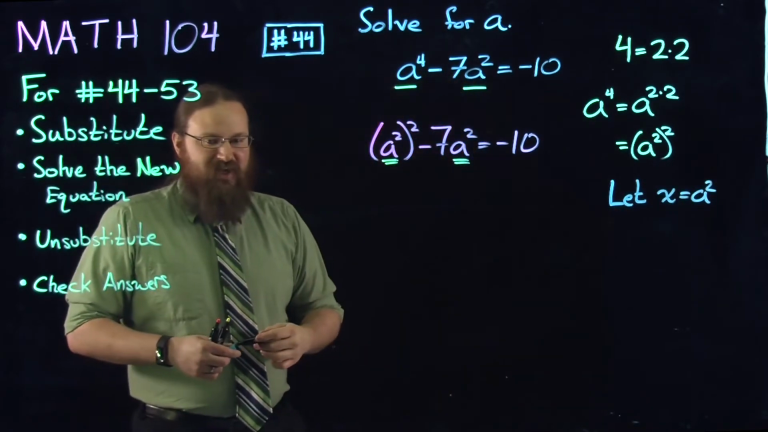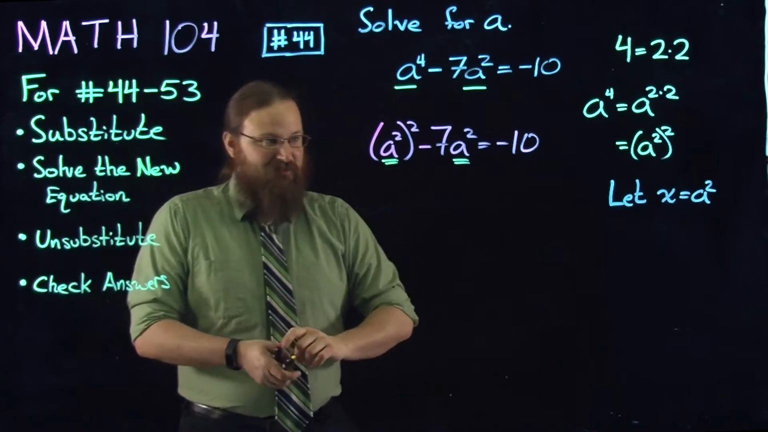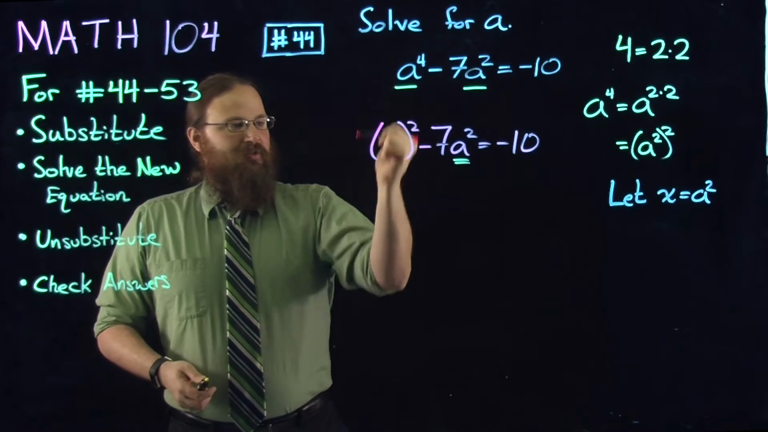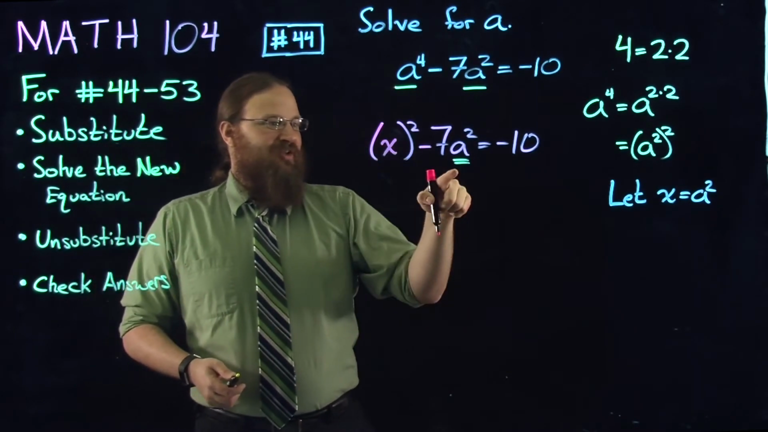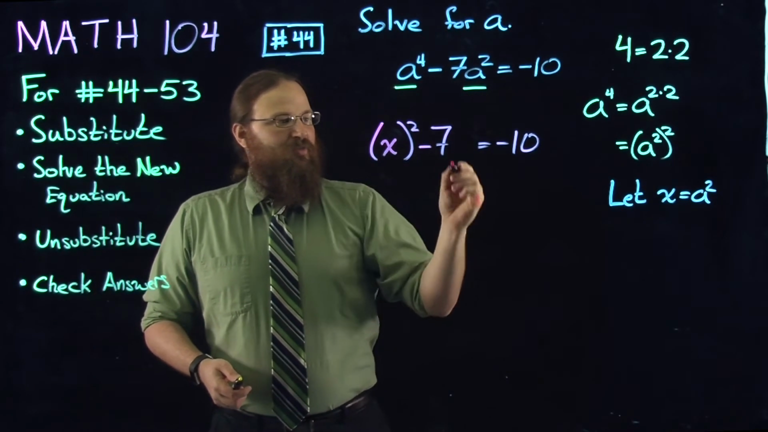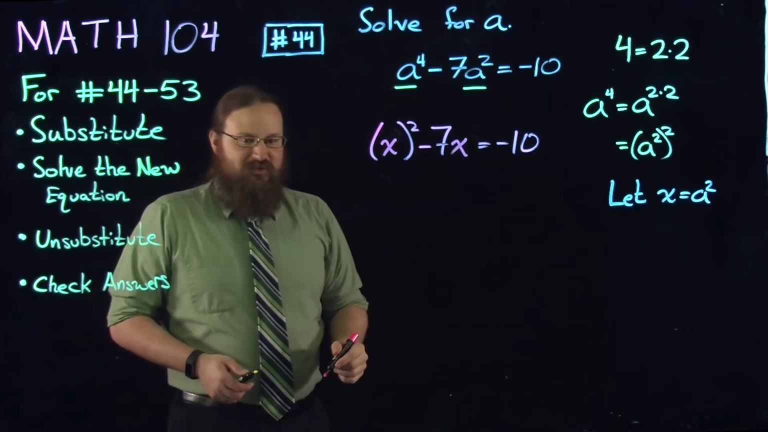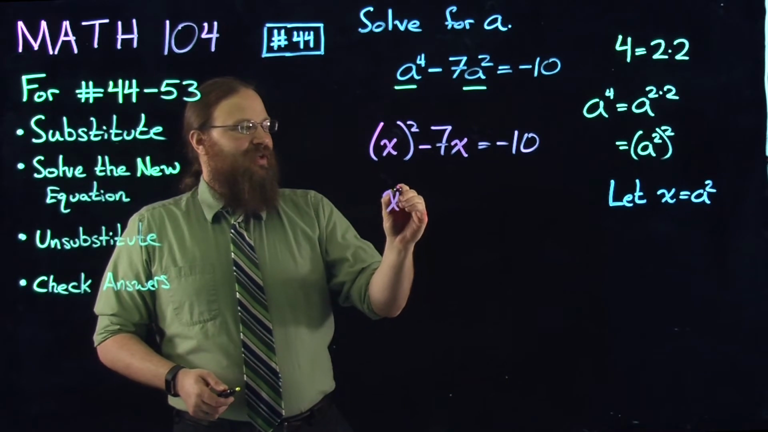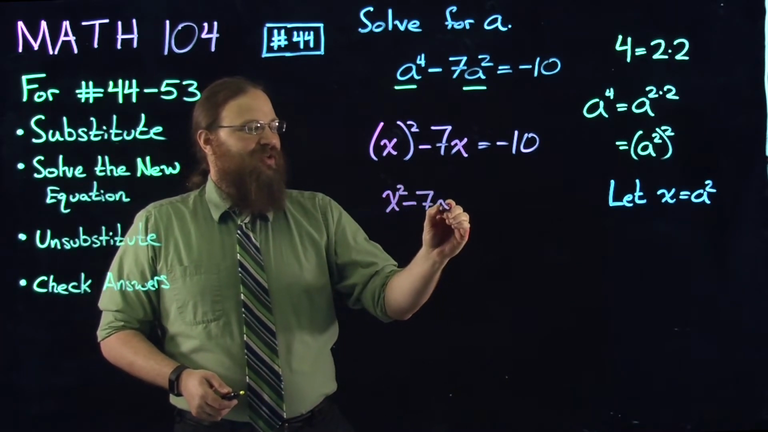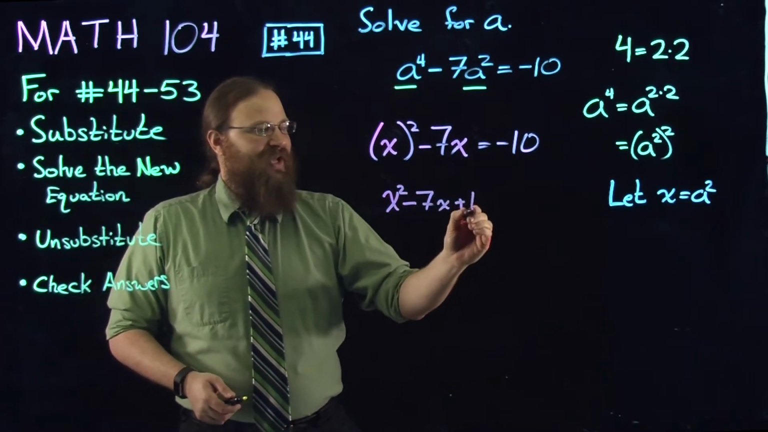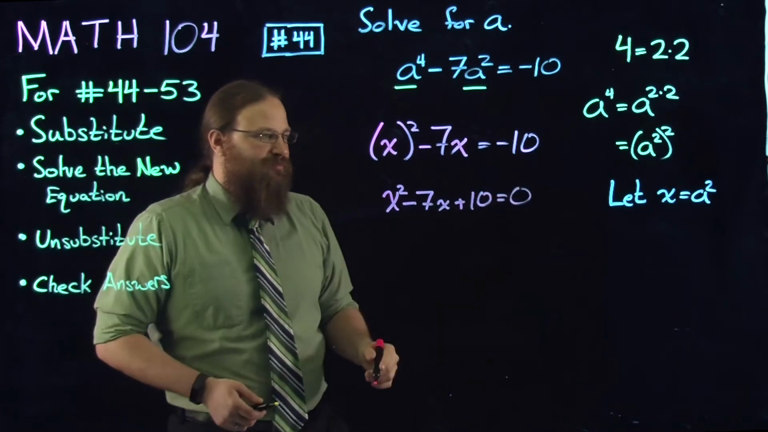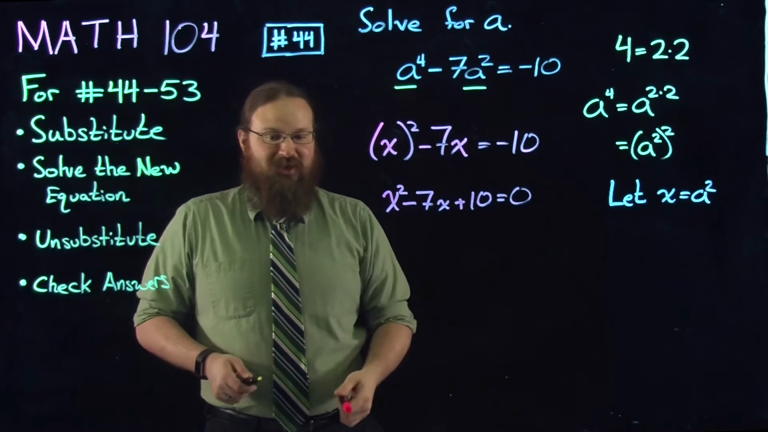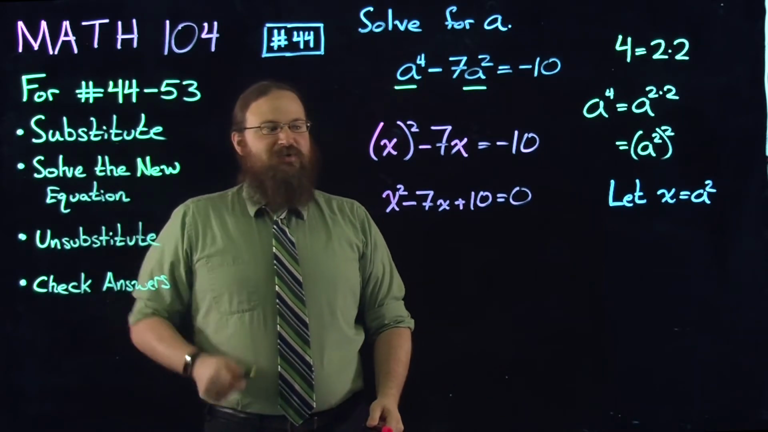And let's rewrite this entire problem, and it will be a nice quadratic. So instead of a squared, we have x. Instead of a squared, we have x. There's our quadratic equation. Let's rewrite it the way we like to see quadratic equations. x squared minus 7x, we'll add over the 10, plus 10 equals 0. So we've substituted. Now we have x's instead of a's, but we're still looking for a's. We have a new equation which we need to solve.